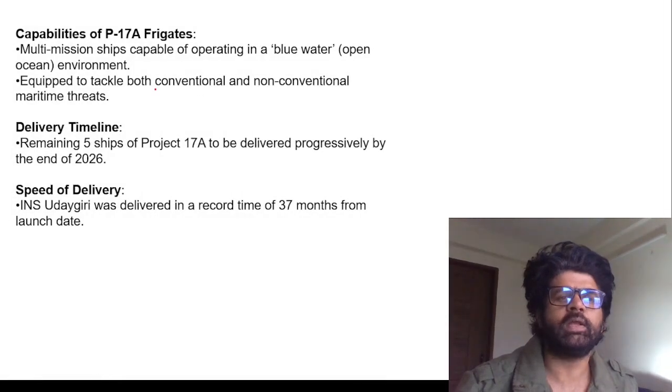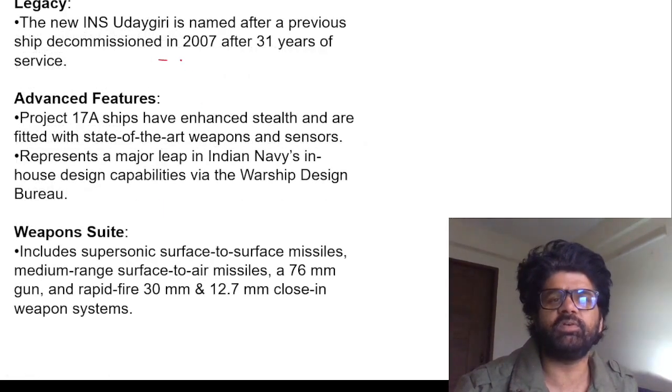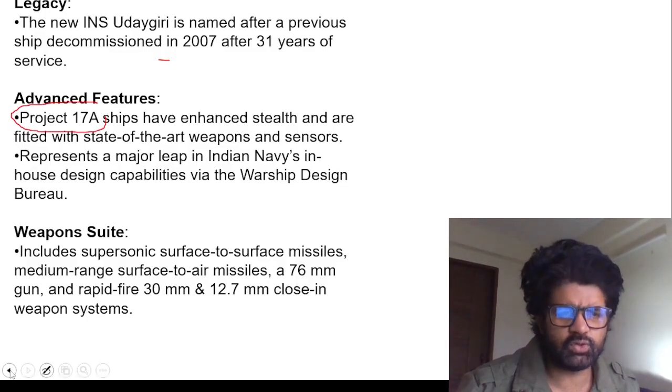Project 17A. Capabilities: they can operate in blue water. You can read all these things. They are indigenous warships. INS Udayagiri is named after a previously decommissioned ship. It belongs to Project 17A. These are some facts which you have to keep in mind.